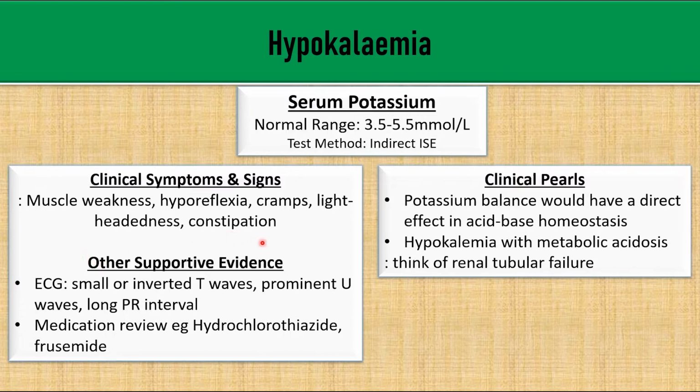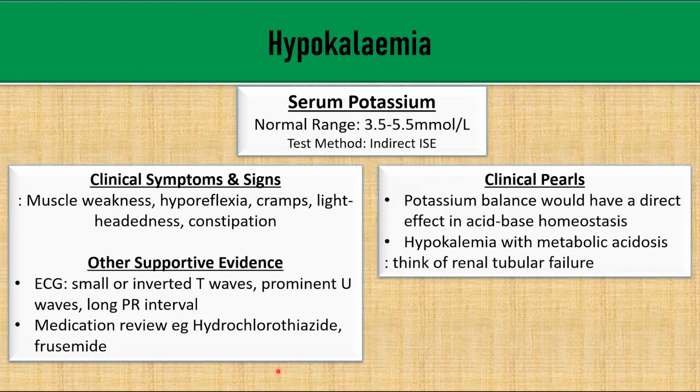The supportive evidence for hypokalemia would be ECG changes. So you should look for small or inverted T waves. Sometimes the patient may develop prominent U waves or a long PR interval as well. We should always review the patient's medications. Very common culprit drugs to cause hypokalemia would be diuretics, for example hydrochlorothiazide or furosemide.